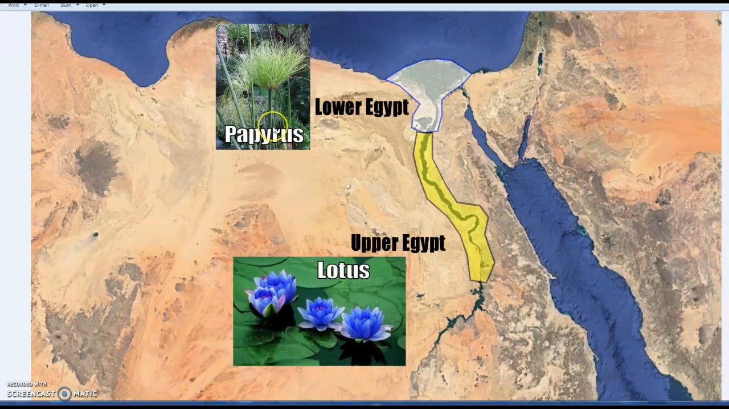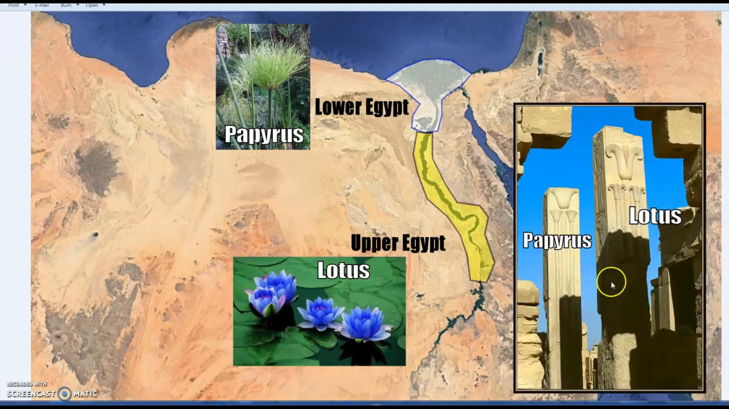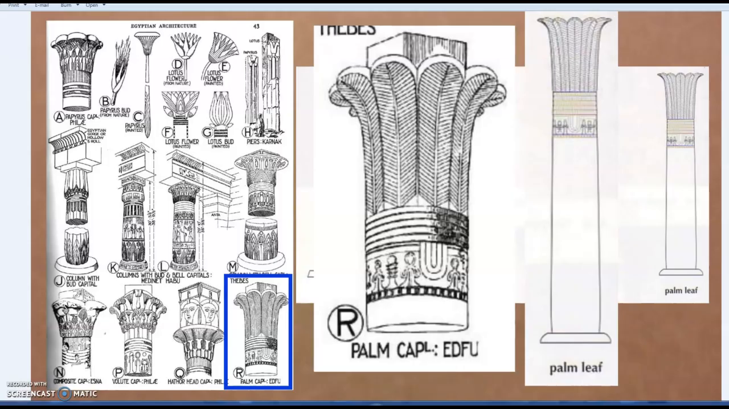But the reason why papyrus and lotus are so important is because Lower Egypt, the delta, was symbolized by the papyrus, whereas Upper Egypt, up the river, was symbolized by the lotus. And so that's one of the reasons why lotus and papyrus are so commonly used and put together in so many decorative forms. But when you see those, you know you're in Egypt.